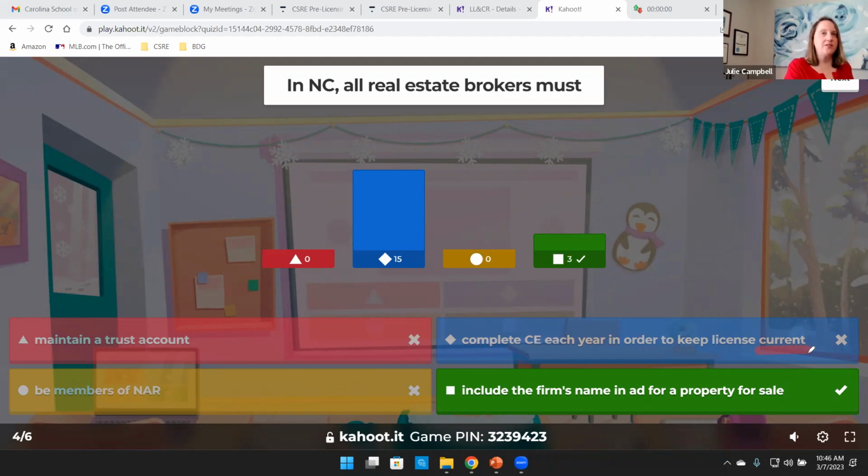Everybody's got to have the firm's name in your advertising. Failure to have your firm's name in the advertising is a blind ad. Always, always remember, whose listing is it? It's the firm's. You can't put an ad out for sale. I need questions on this one.